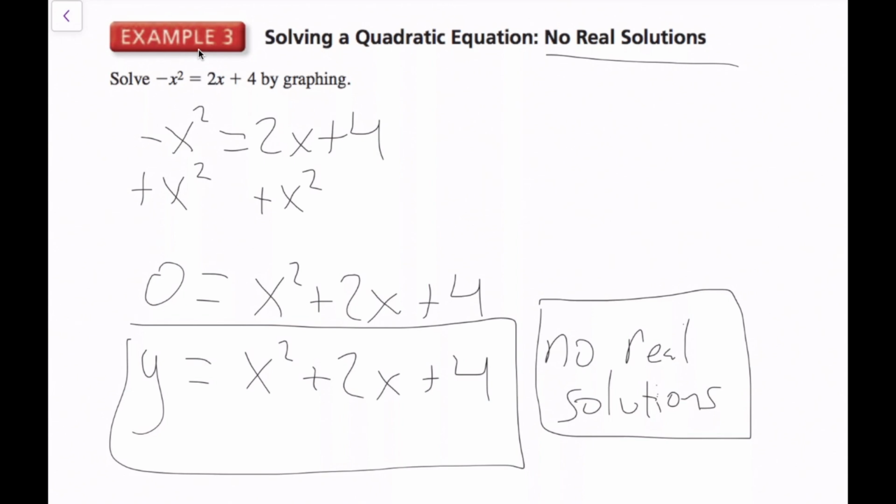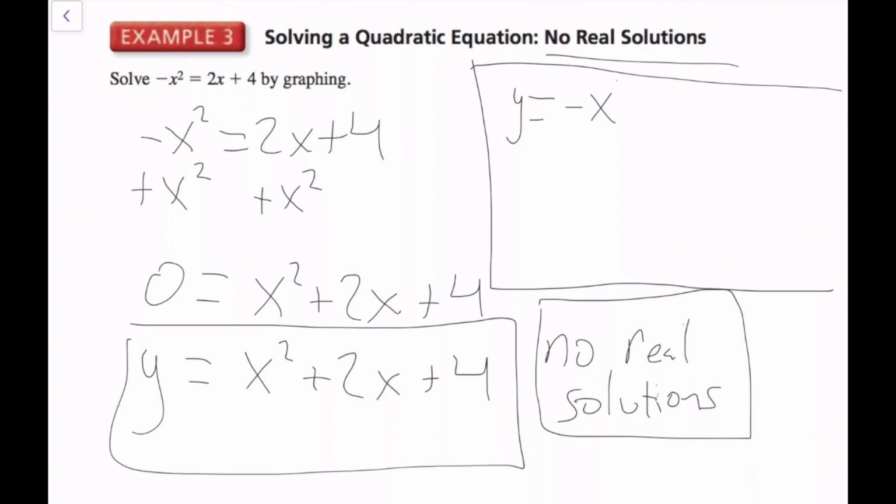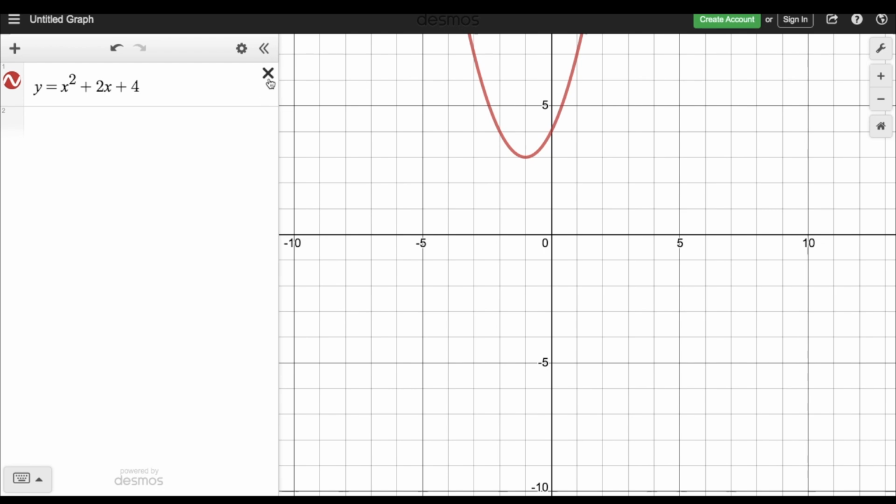Now the other way that you can do this is, instead of getting all of these to one side and graphing one function, you could just graph both functions. Now we've done something like this before. So up here I'll write that, let's say we want to graph the function y equals negative x squared, because that's the left side of this equation. And then I want to graph the function y equals 2x plus 4, because that's the right side of the equation. So this is just a system of equations, except one of them is nonlinear. So now I'll graph those two equations in Desmos.